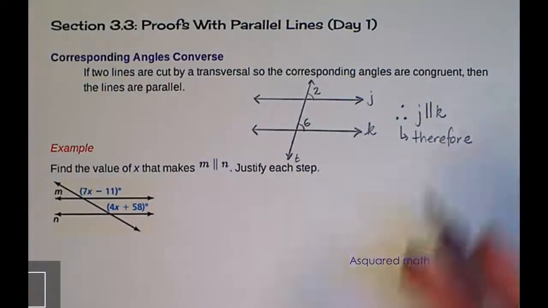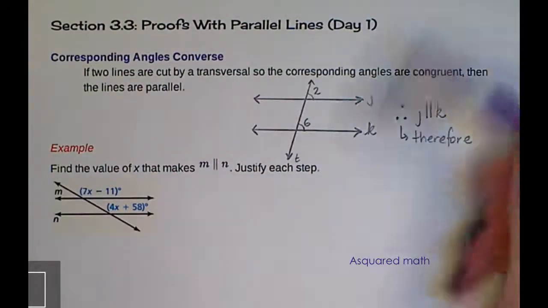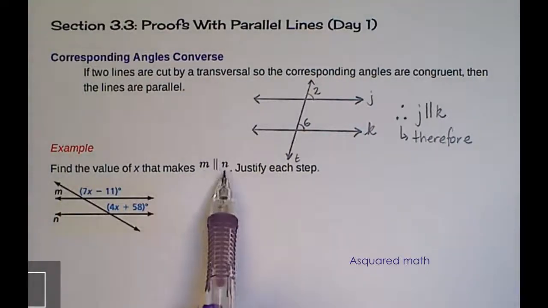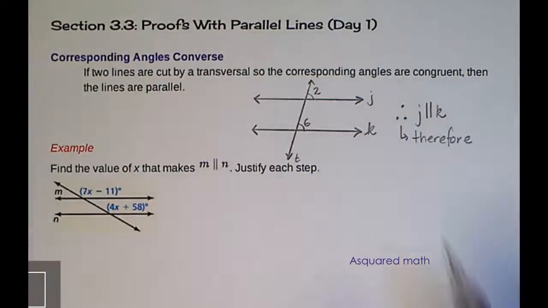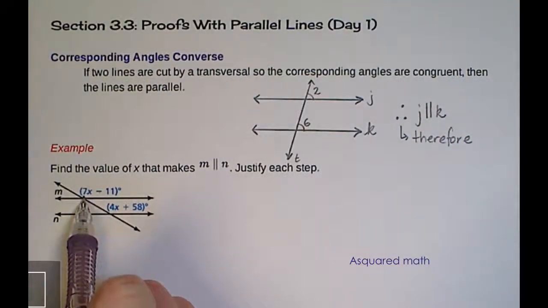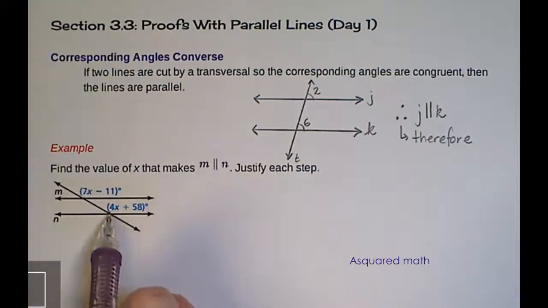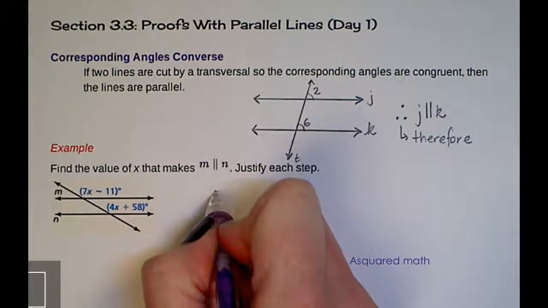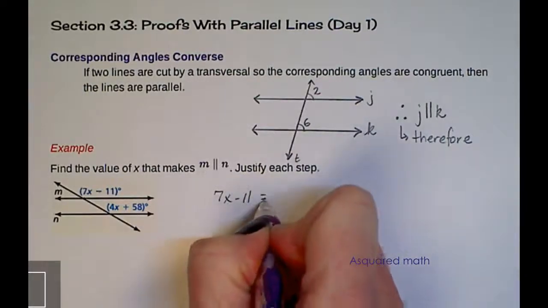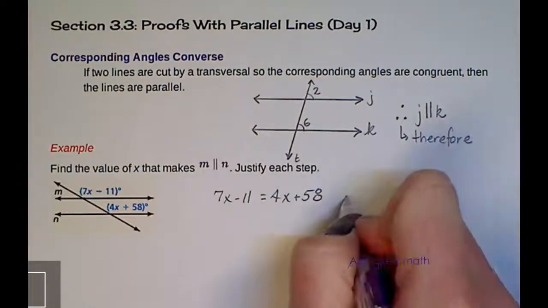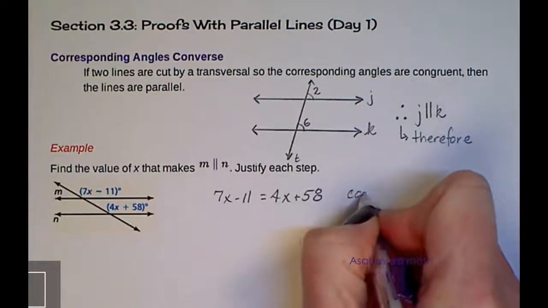And with this converse conjecture, we are going to do an example and find the value of x that makes m parallel to n. Justify each step. So they give us two corresponding angles, and they tell us this angle measure is 7x minus 11 degrees, and this one is 4x plus 58 degrees. Well, if they're corresponding angles, that means they have to be equal to each other. So we will set 7x minus 11 equal to 4x plus 58. And that justification is corresponding angles.